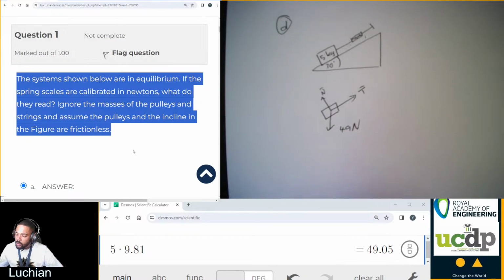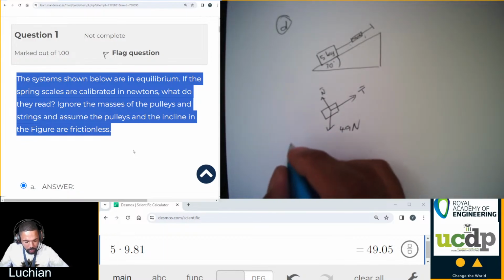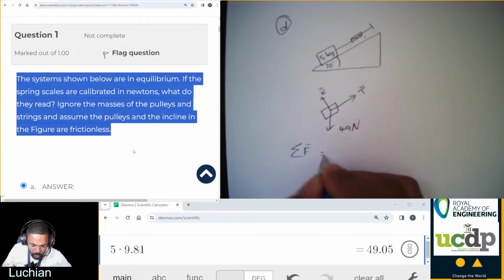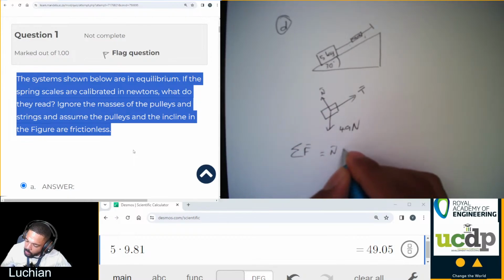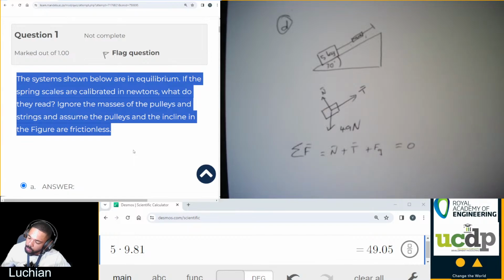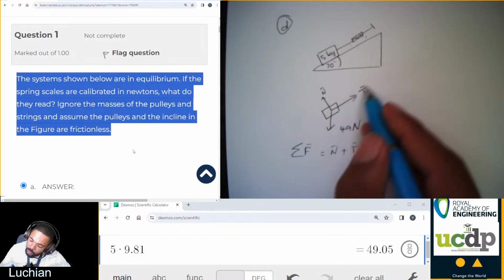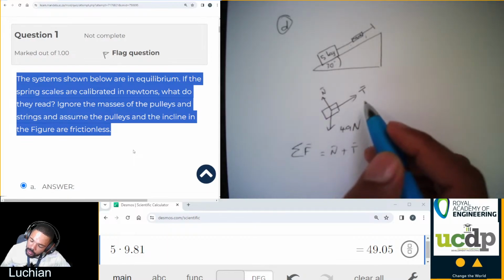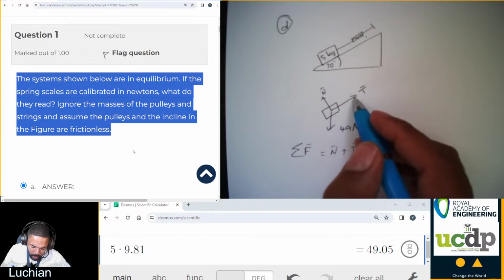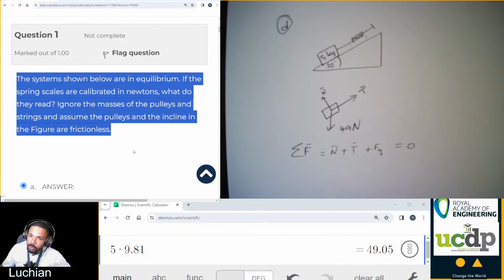Now let's work on this problem. We know that the sum of all the forces in this situation, the normal plus the tension plus the gravitational force, should always be 0 because it's in equilibrium. Now we'll focus on the component along the incline, because the tension is what's going to give you that measurement in the spring scale.